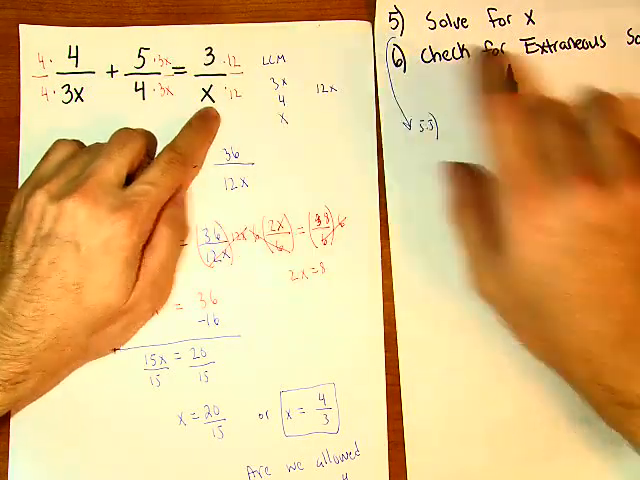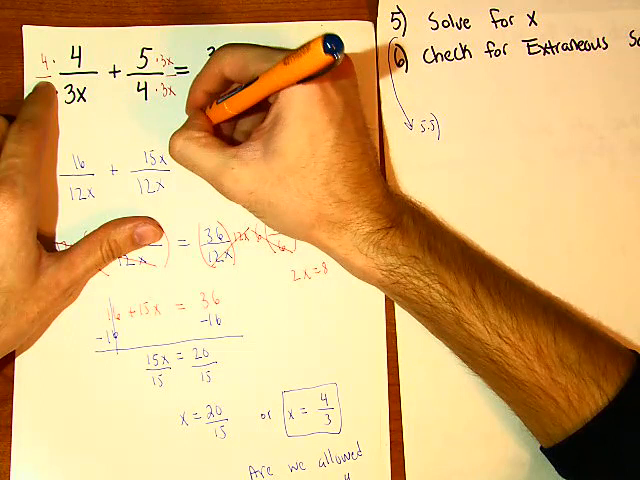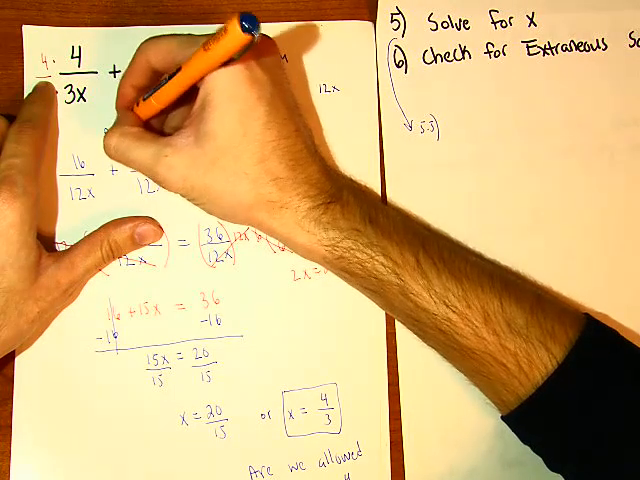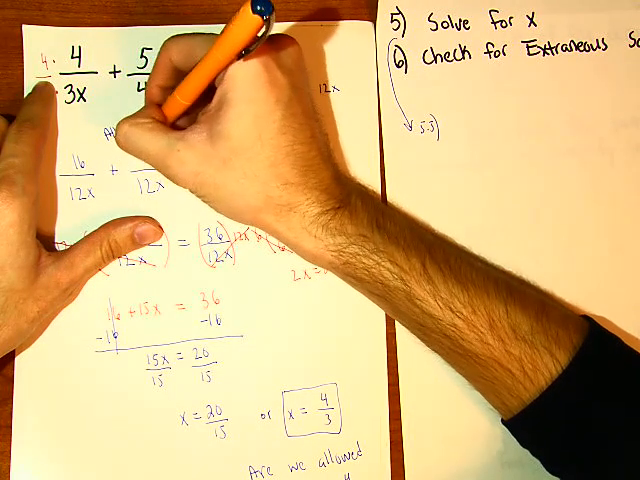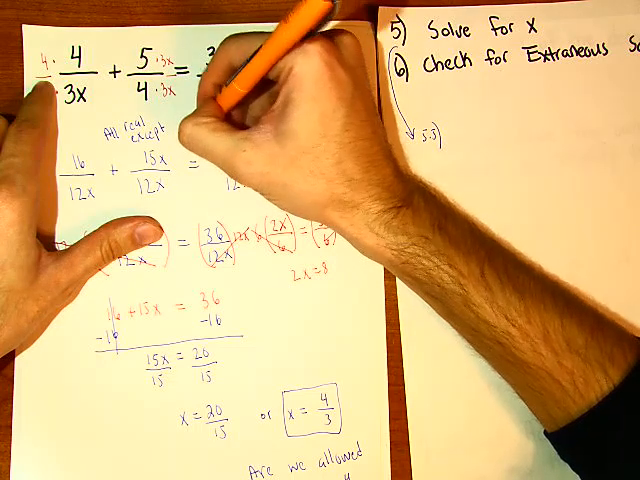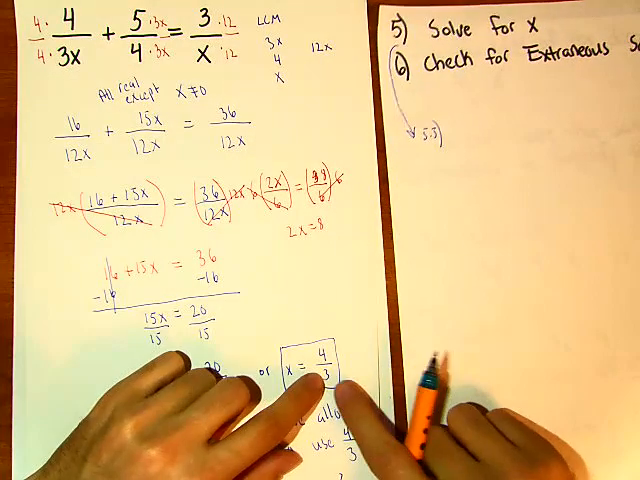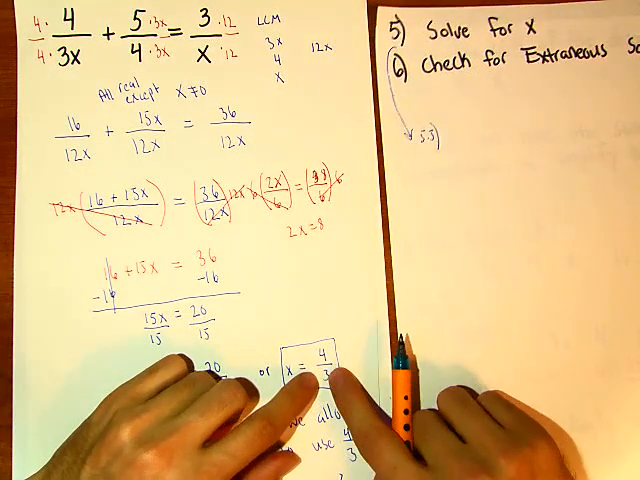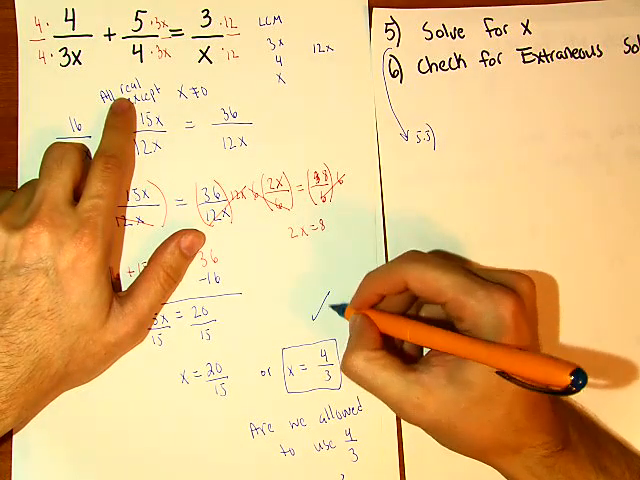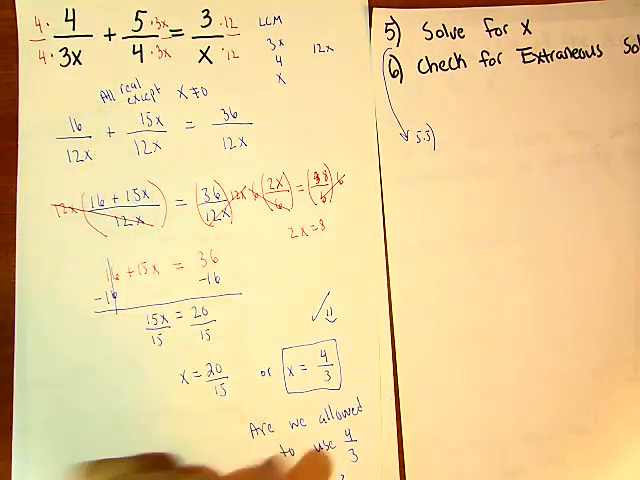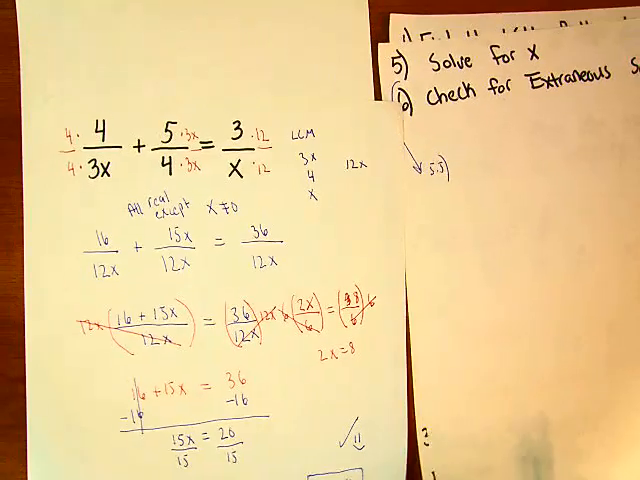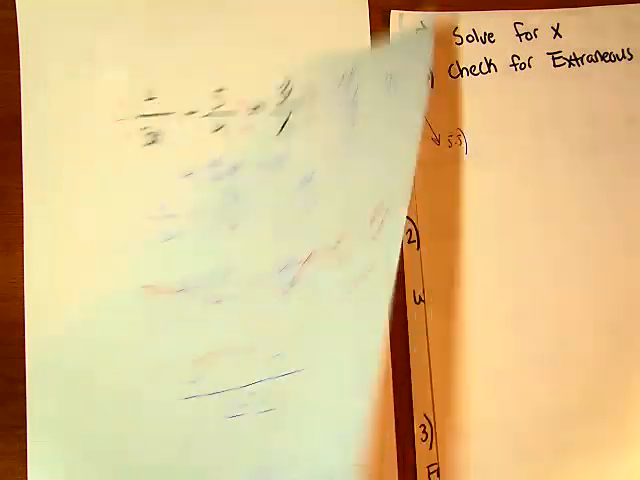And x can't be 0 here. So basically, the domain of this one is all real numbers except x cannot equal 0. Well, here, x is equal to 4 over 3. So 4 over 3 is a real number, and you're allowed to use it. Okay? So that's it. That's how you did that question. All right? Let's check the other questions. So we're done with these two.